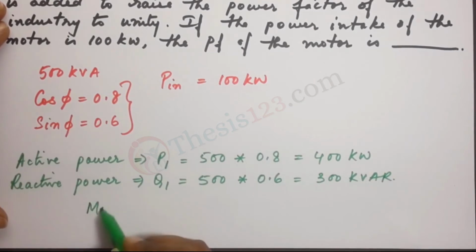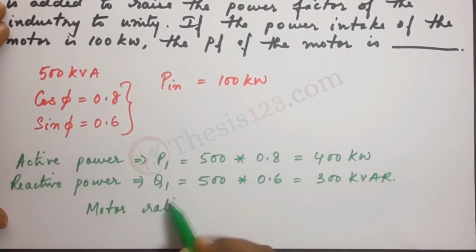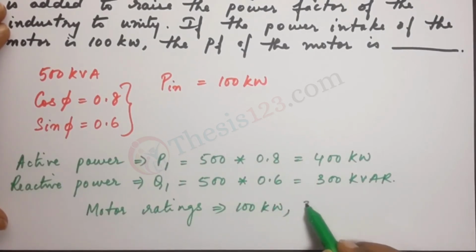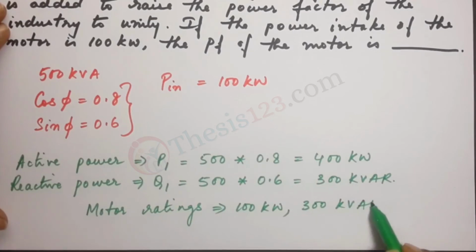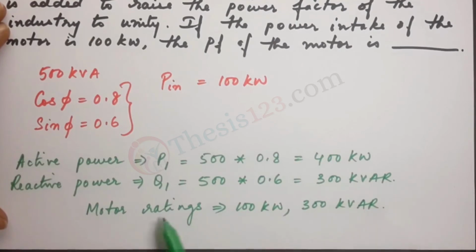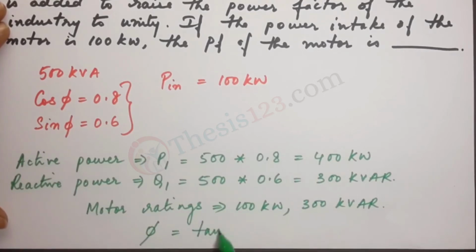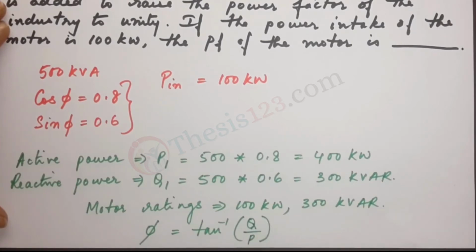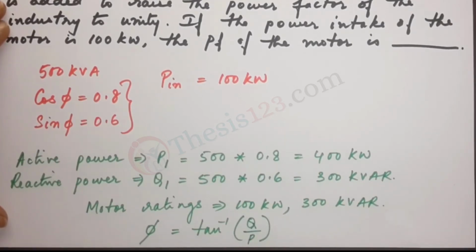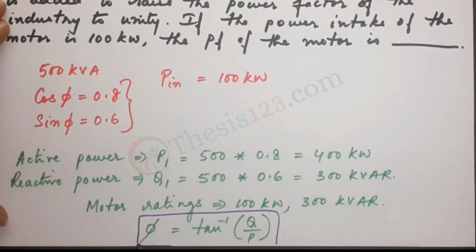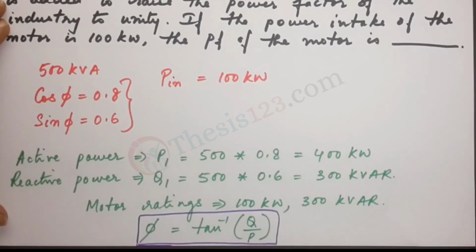Okay, so now we have the motor ratings as 100 kilowatts and 300 kVAR. So this is our P, this is our Q. Now for phi, we need the angle now. The angle can be found by using the formula tan inverse of Q by P. This is a standard formula. Phi is tan inverse of the reactive power divided by the active power.